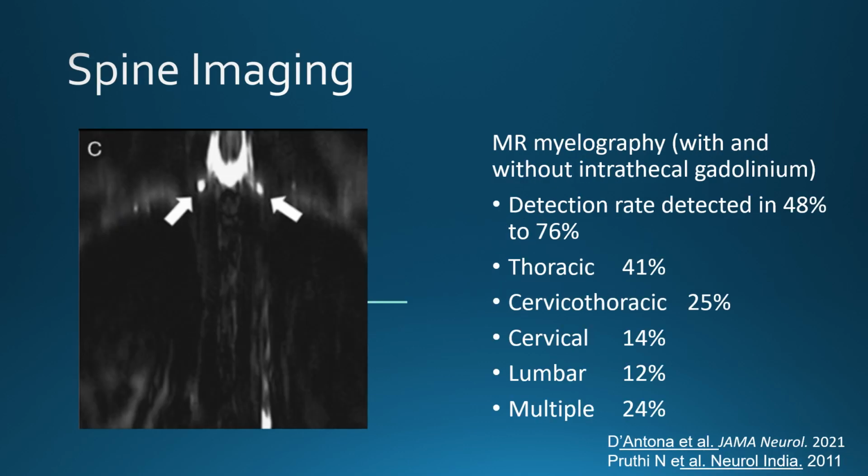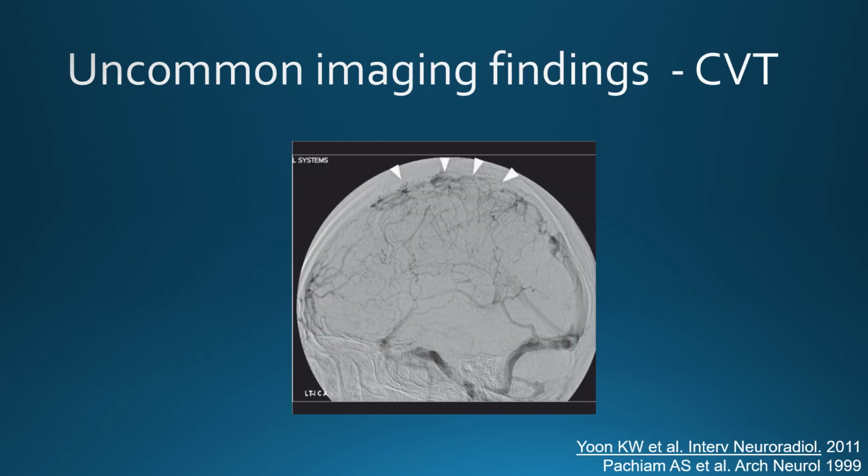So other spine may be present. Uncommon findings are also seen in some SIH, like sometimes due to stretching of the veins and engorgement of the venous sinuses, there can be stagnation resulting in venous thrombosis. So this is a case of superior sagittal venous thrombosis.